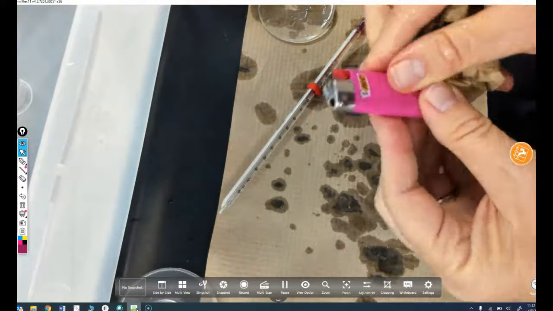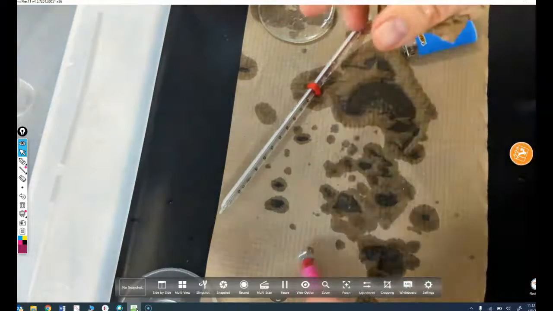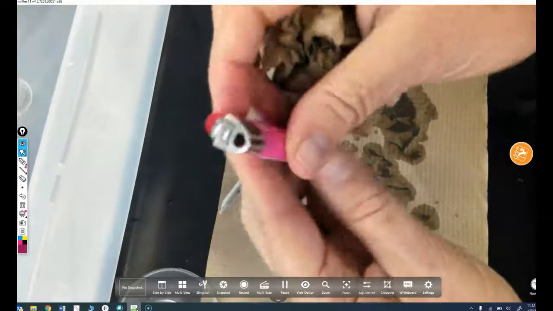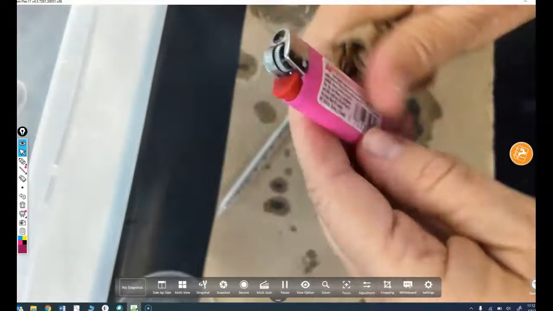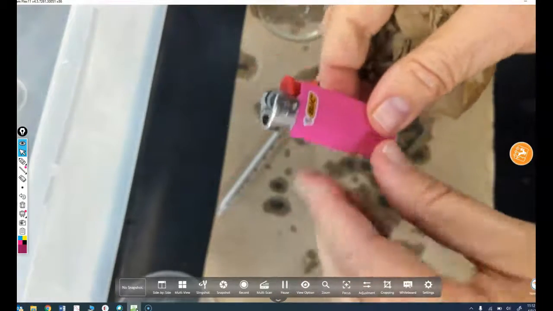Because on the inside of my lighter is a whole bunch of little spaces where I might have some water that catches and doesn't come back out again. And so that's why I got it wet to start with.